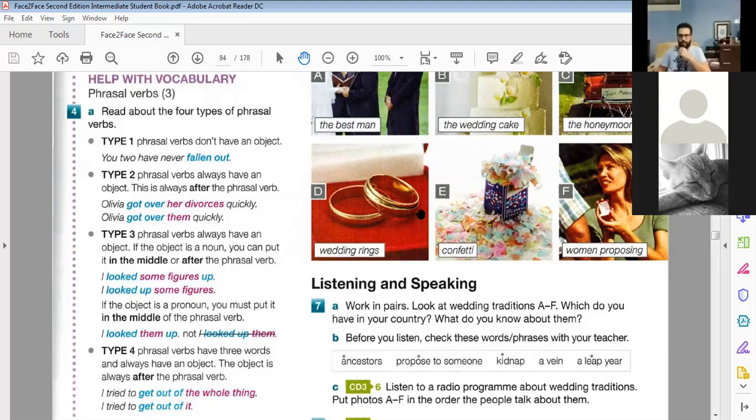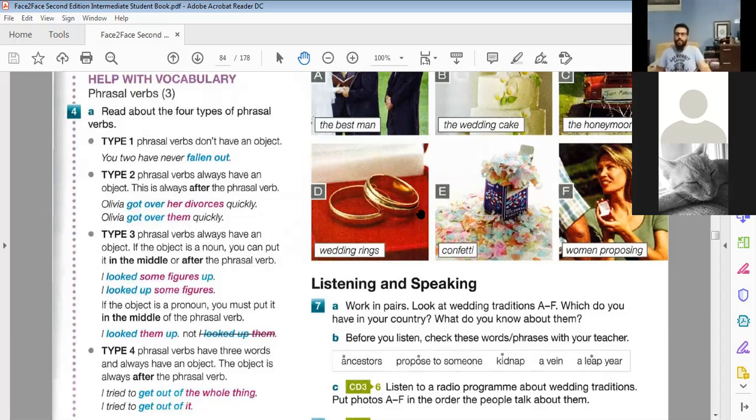I can't think of another one. Yeah, correct, you're right. We split up. There's no need for an object, correct. All right, the second type says that phrasal verbs always have an object, and this is always after.